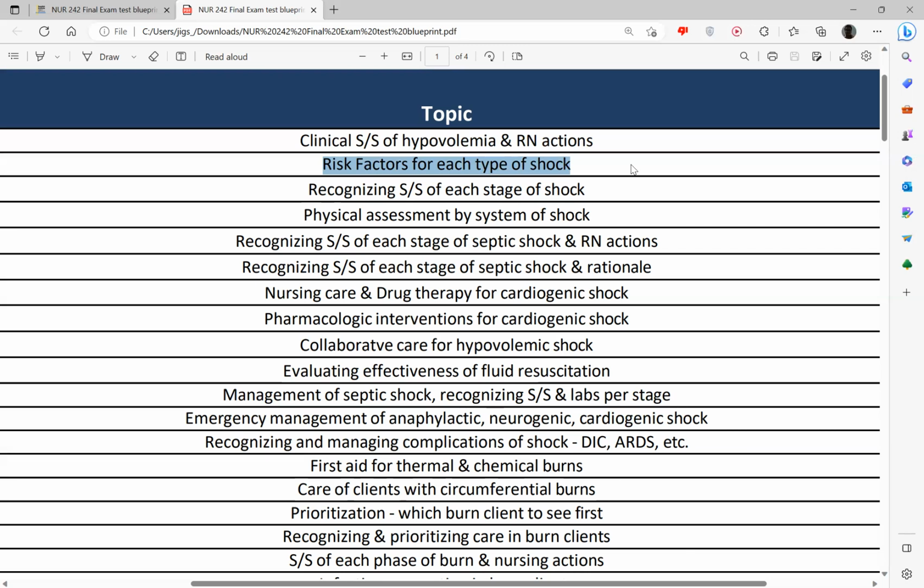So the manifestations will be the same. There are 4 stages of shock, except in septic shock. Septic shock has a different stage, correct? We focused on 3 because the initial we disregarded. So what are the 3 stages of shock? Compensatory, also called non-progressive, and then progressive, and then refractory. Make sure you know the differences between the 3 stages. How do you tell them apart?